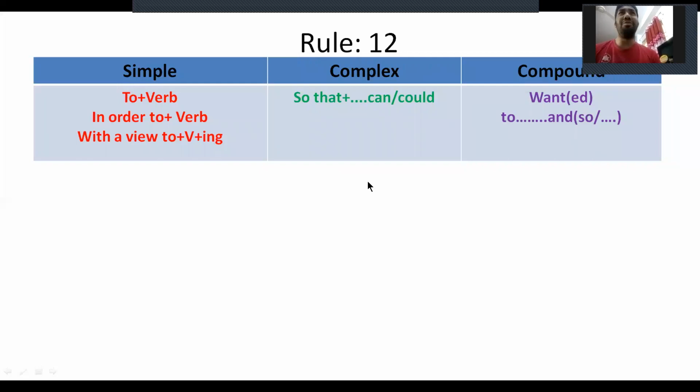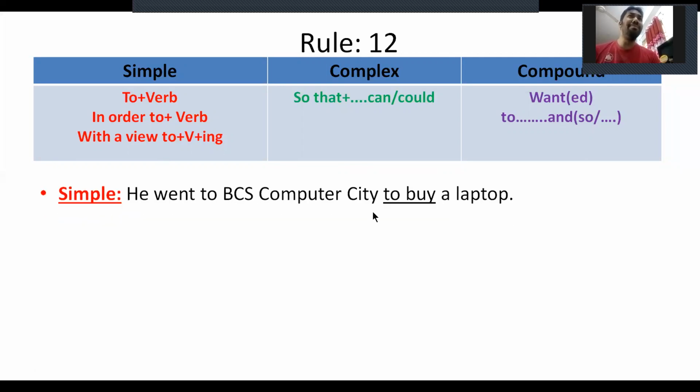Now let us move on to rule 12. This sentence is based on the simple form. In the simple form, we normally use to plus verb, meaning an infinitive. It can also be replaced by in order to plus verb or with a view to plus verb plus ing. To make the sentence complex, we need to replace the infinitive to plus verb structure with the joining device or subordinate conjunction so that. So use so that in place of to, and then take the subject from the main clause of the sentence. Here in this case, the subject is he.